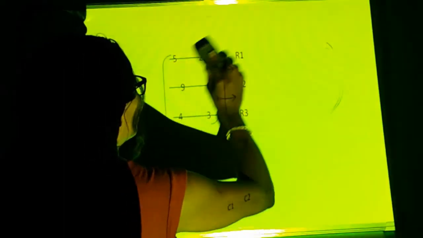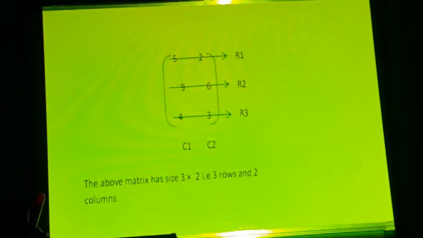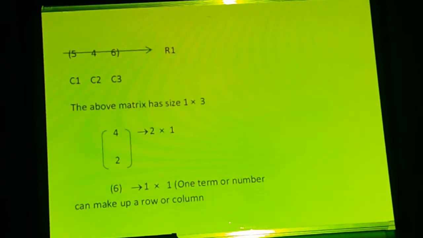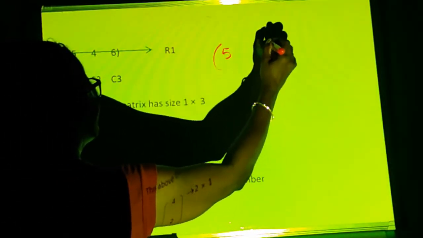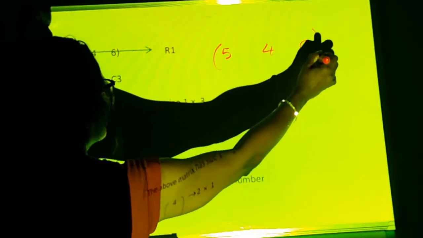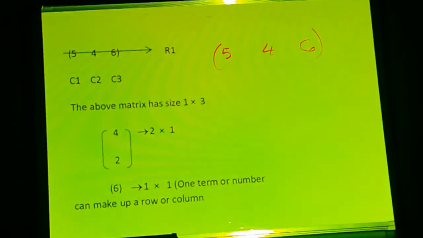Rows, then columns. Okay, moving on. Now we have 5, 4, 6 in a matrix. What's the size of that matrix? Remember, when we talk about the size, we must talk about rows times columns. I'm ready to draw now.